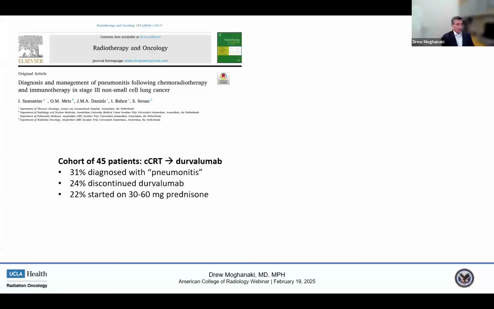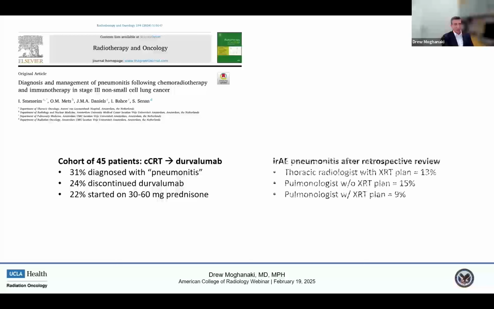So in one of the last few slides that I have, just to set the stage here, this is also, I think, a very informative study out of the Netherlands, where they looked at this problem in a little more detail to try to find some proposed solutions. So in a cohort of 45 patients treated with Pacific regimen, 1/3 were diagnosed in the record with having pneumonitis. 1/4 of them had their durvalumab stopped, and almost all of them were started on the high-dose steroids, as was the case with my patient.